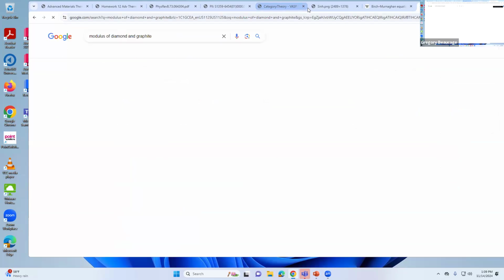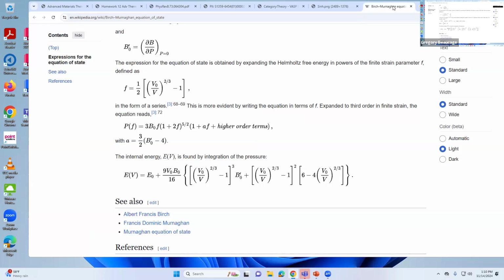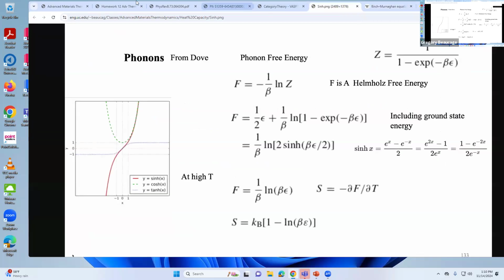Maybe there's one place that gets all those numbers. Young's modulus of diamond is 1,200 gigapascal, and Young's modulus of graphite is 11.5 gigapascal. So it's 1,200 versus 11.5. Your numbers should come out some 100 or 1,000 times different too. So it asks you to do that.